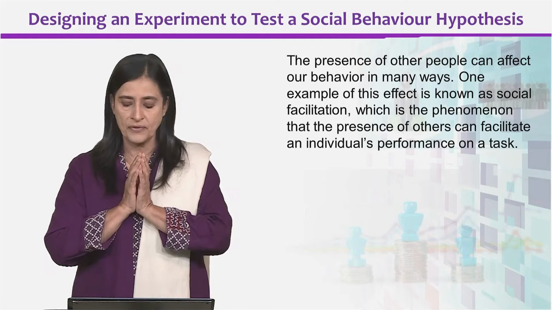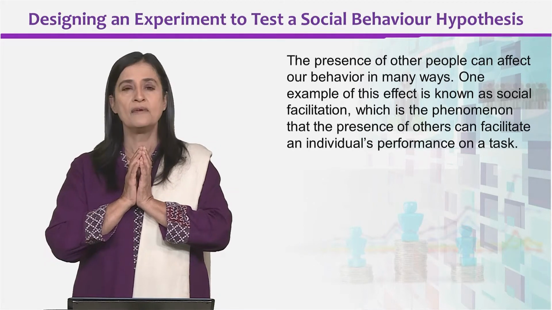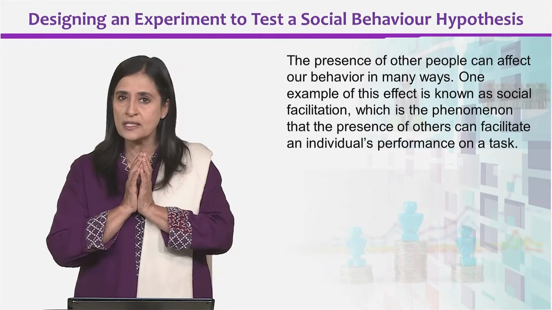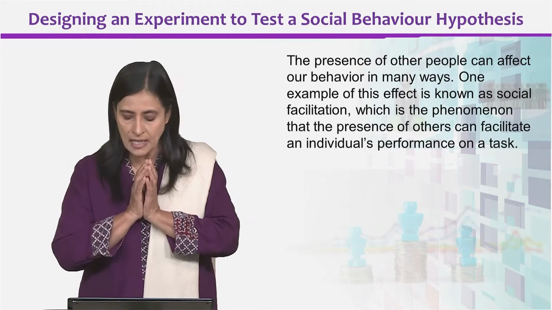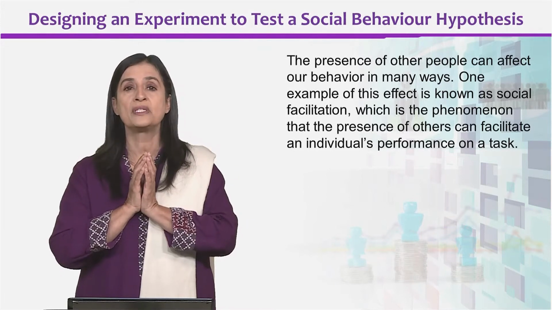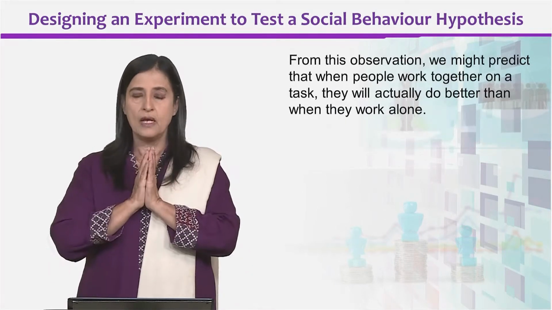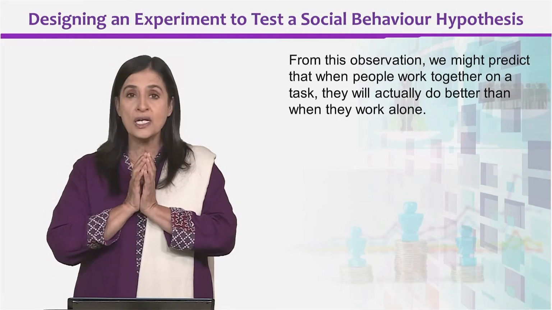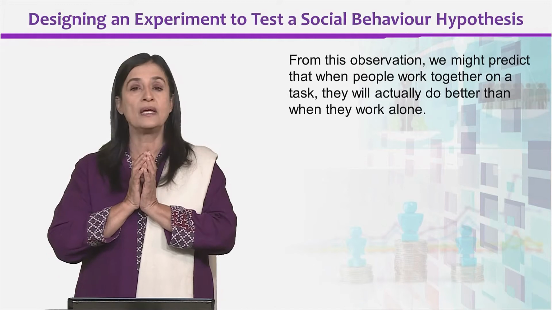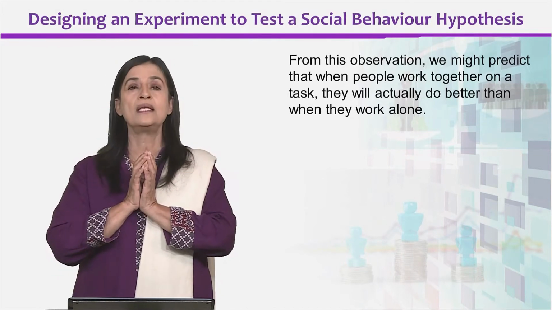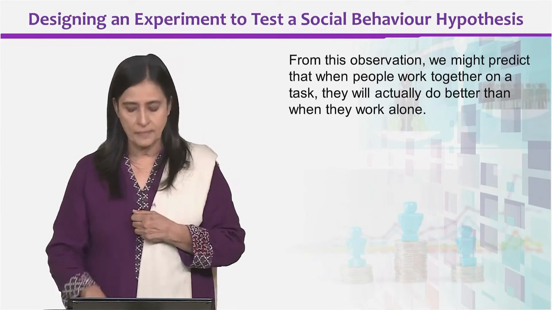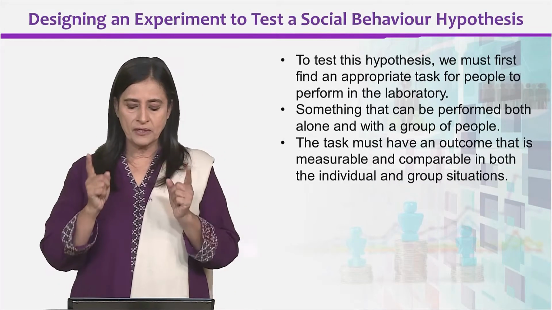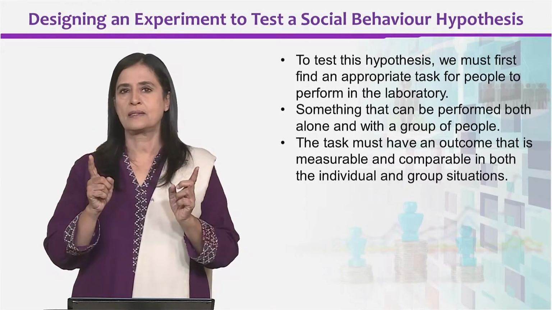One example of this effect is known as social facilitation, which is the phenomenon that the presence of others can facilitate an individual's performance on a task. From this observation, we might predict that when people work together on a task, they will actually do better than when they work alone. To test this hypothesis, we must first find an appropriate task.